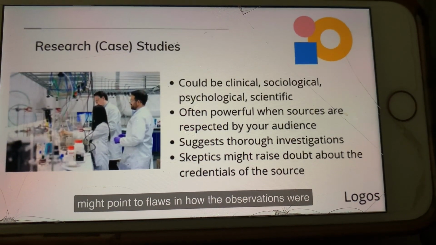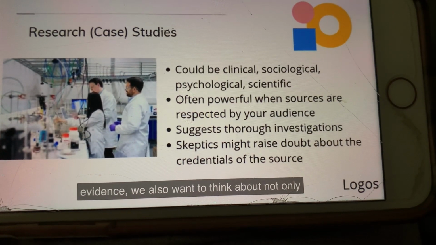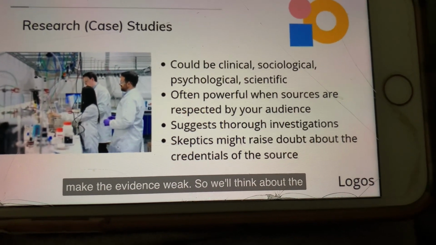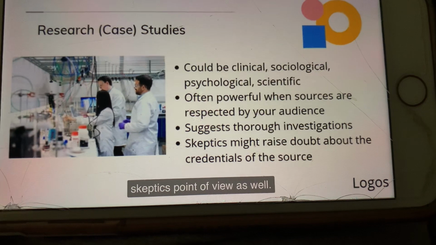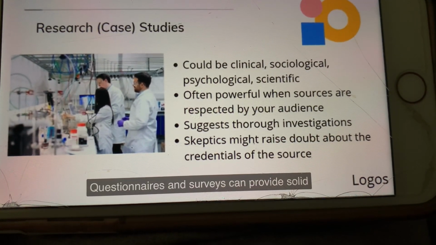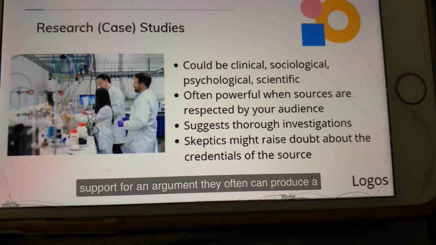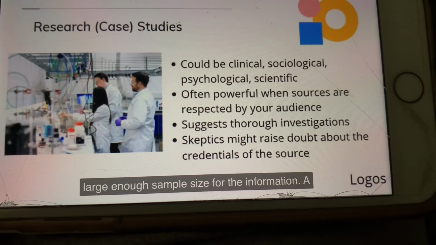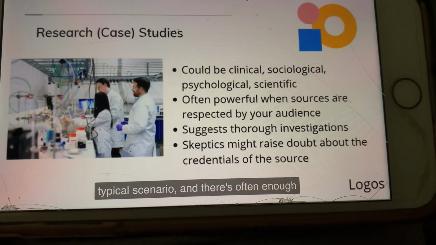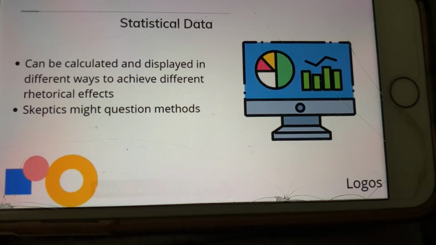Research studies, which are sometimes called case studies, if you're searching databases, for example, to find evidence, these are sometimes conducted in a laboratory. These could be clinical studies, these could be sociological studies, psychological studies, scientific studies. They're often powerful when the sources are respected by the audience. They can suggest thoroughness in the investigation, but you can, of course, raise some doubt about the credentials of the source.